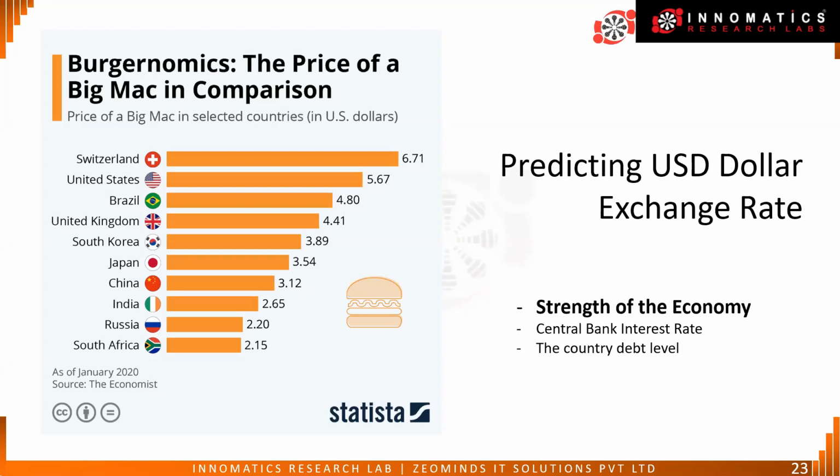So first of all, of course, the strength of the economy is the factor that highly affects the dollar rate. But what is the strength of economy? Anyone knows what is strength of economy? Okay. See, GDP. Yeah, correct. The strength of economy talks about the GDP, gross domestic product.